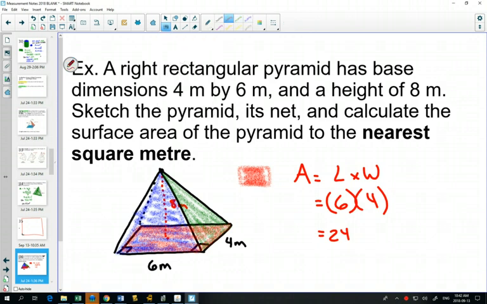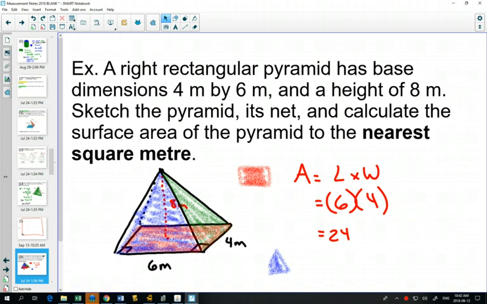So for my blue triangle, okay, I have an issue. Why can't I go 6 times 8 divided by 2? Because that's not the slant height, it's just the height. The 8 is the height of the pyramid.